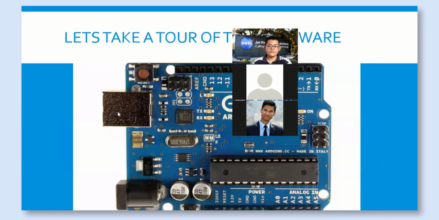V in. Hmm. Yes, this V in is connected directly to the DC jack, so it will go to this voltage regulator and then convert it to 5 volt.